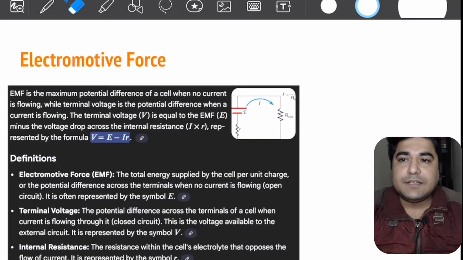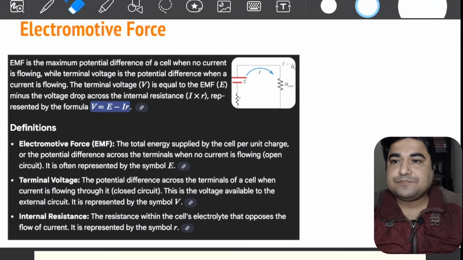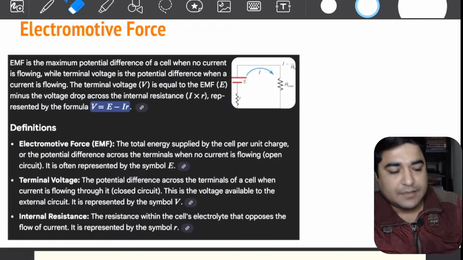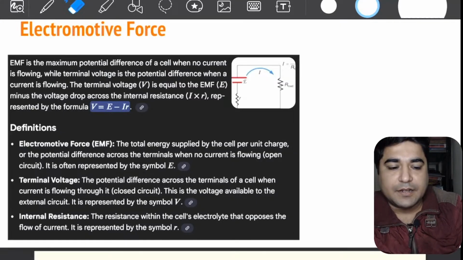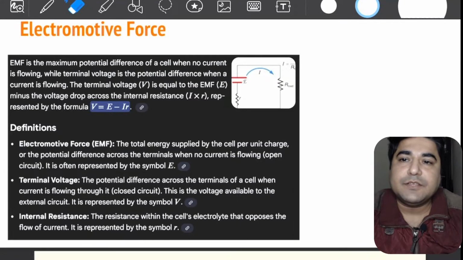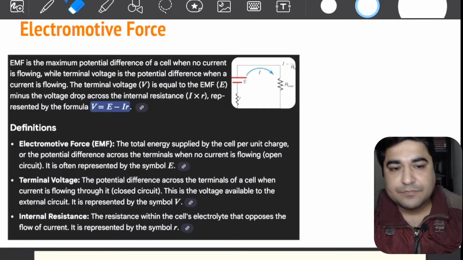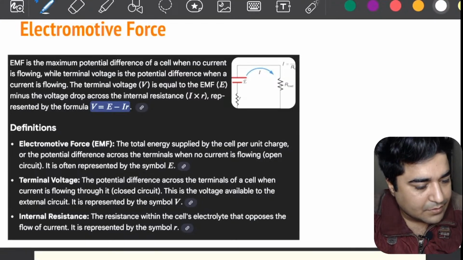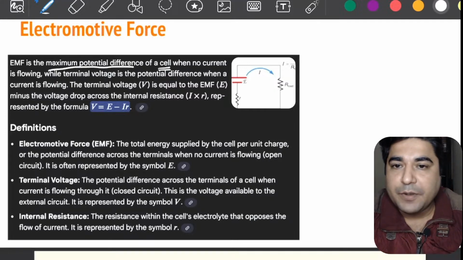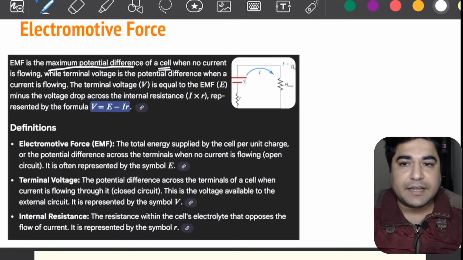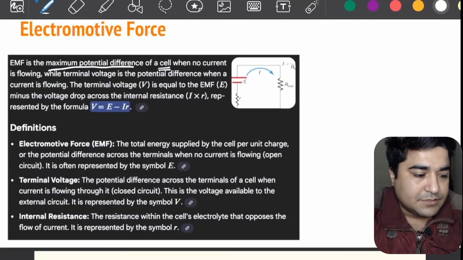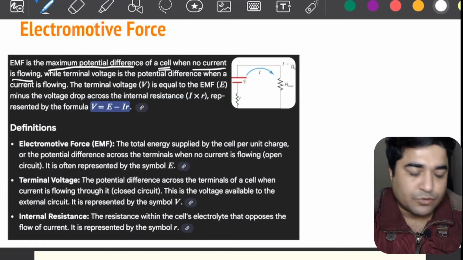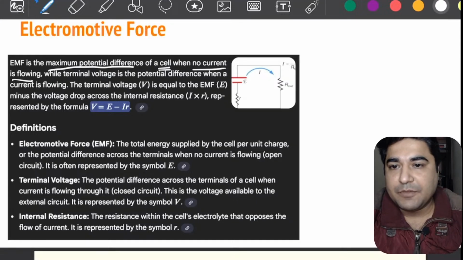So first of all, understanding what exactly is EMF. EMF is basically, as I have compiled here in a definition, the maximum potential difference of a cell when there is no current in it. It is a property of a cell, and we'll learn about this later in the next slides also. And this is a property when there is no current flowing through it. That is known as EMF.